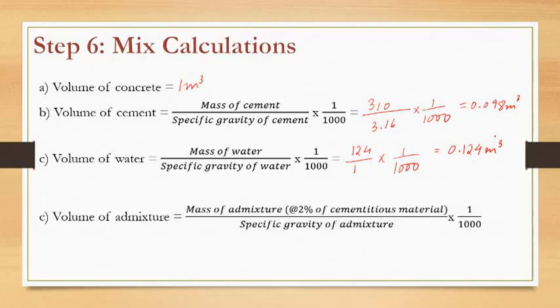So we have to find the volume of admixture, which is given by the similar formula, that is mass of admixture by specific gravity of admixture into 1 by 1000. And the mass of admixture is 2% of cementitious material. That means the mass of cement we have, 2% of that will be our admixture mass. So 2% will be 2 by 100 into the mass of cement, which is 310, divided by the specific gravity of admixture, which is given in our question as 1.144, into 1 by 1000, which is equal to 0.005 meter cube.